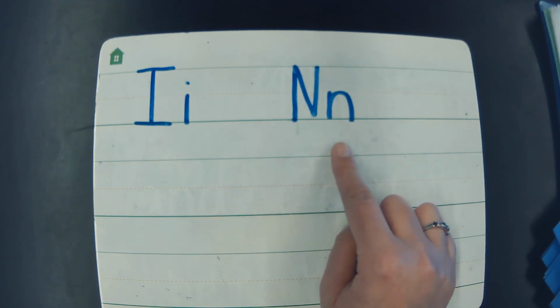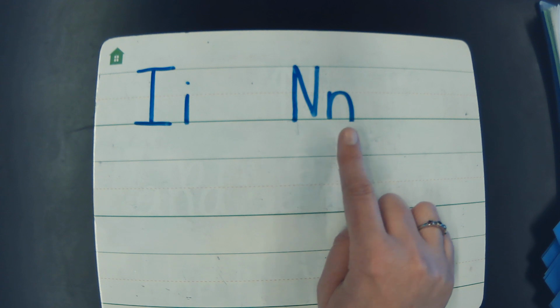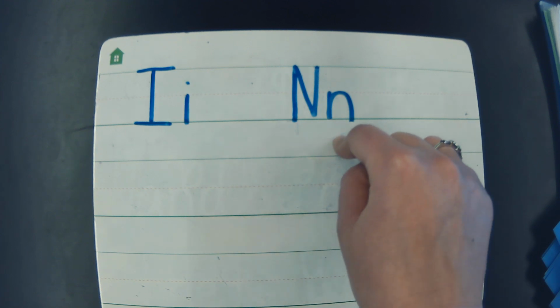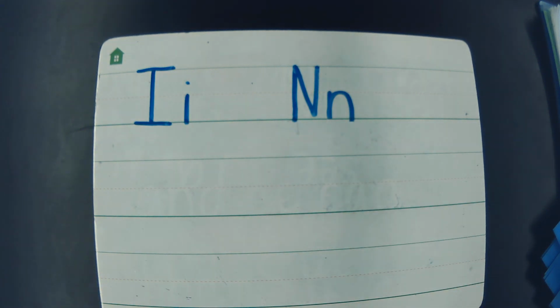The N says /n/. Every letter makes a sound. The N says /n/. Make sure you're not saying "en." We don't say "en-a thing." We say "nothing." Alright, so we have I and N.